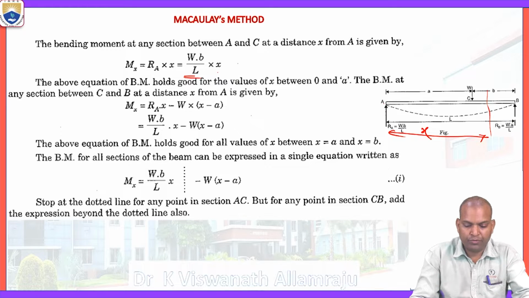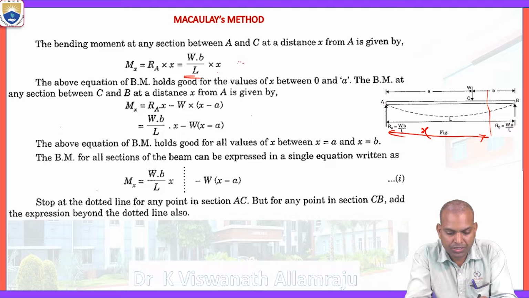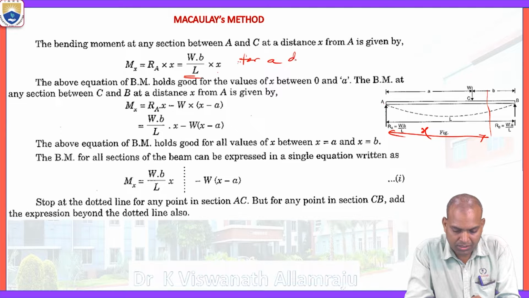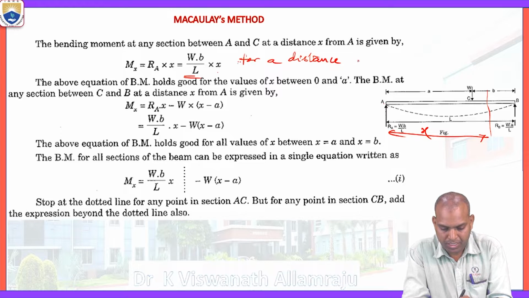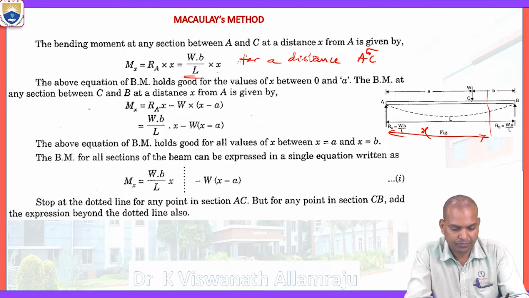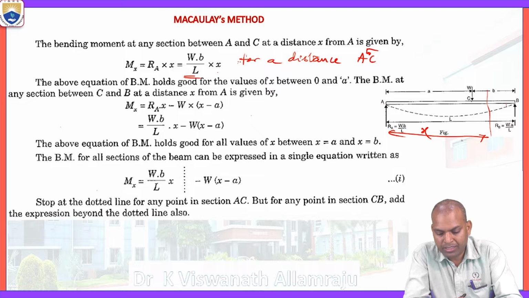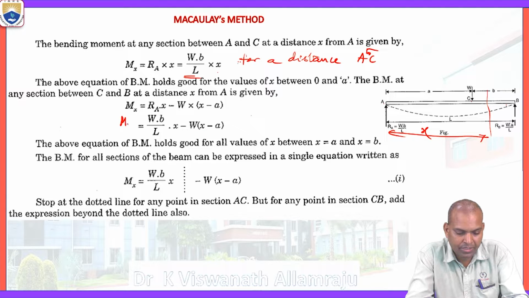So how to apply the bending moment here? This is the bending moment equation for the distance A to C. We want the distance from C to B. Now x is between C and B. Now the bending moment at a distance of x is Ra times x minus W times x minus a. Now what is the Ra here? Mx equal to Wb by L times x minus W times x minus a.